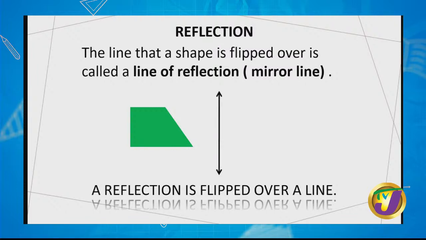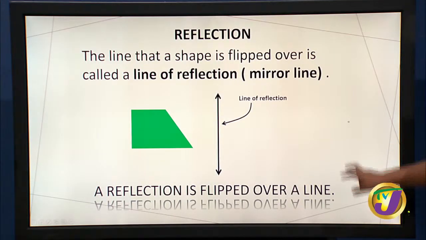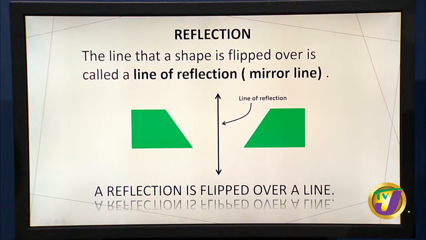The line that the shape is flipped over, as we have said before, is called the line of reflection or the mirror line. We are seeing the line of reflection here. Again, size does not change, only orientation changes.